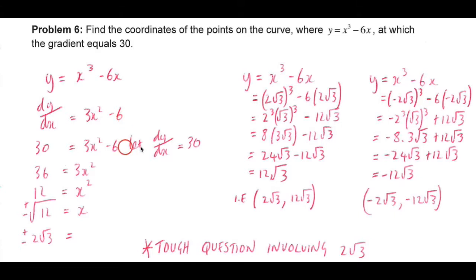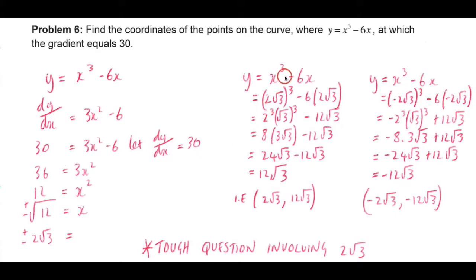In my next line, I let the gradient, dy/dx, equal 30, so I have 30 equals 3x squared take 6. I obviously add 6 to both sides. I then divide both sides by 3, and I end up with the equation 12 equals x squared. In my next line, I take the square root of both sides, and I end up with x equaling plus or minus the square root of 12. The square root of 12 can be simplified to being 2 multiplied by root 3. So x can be positive 2 multiplied by the square root of 3, or x could be negative 2 times the square root of 3.